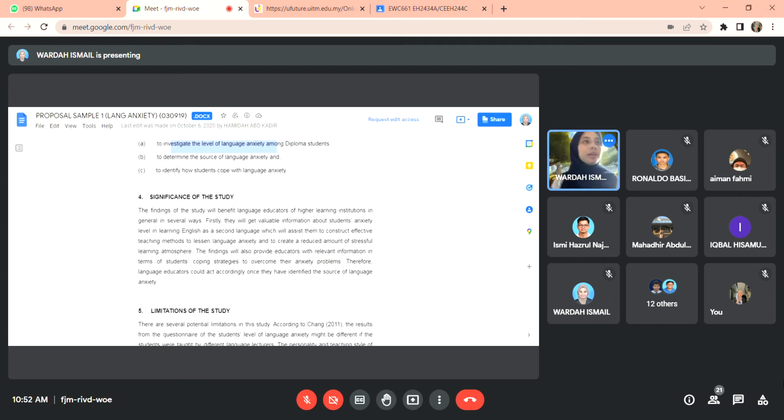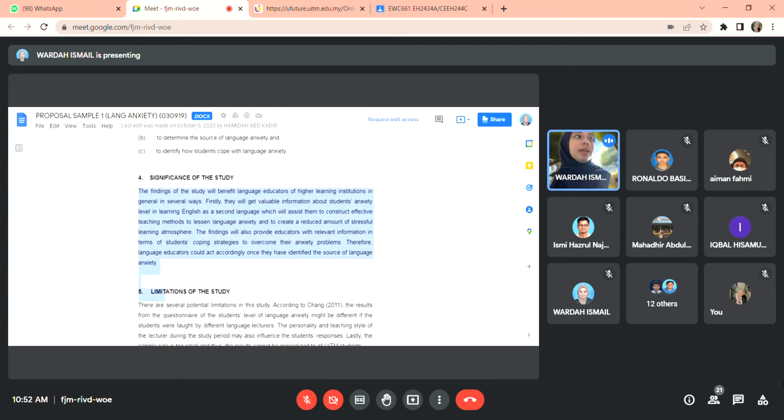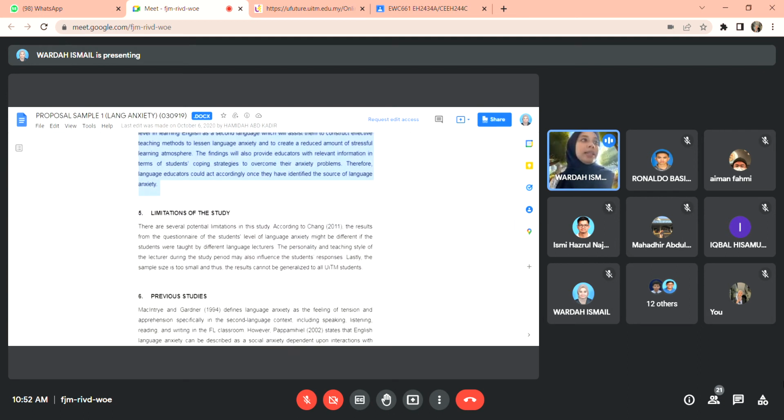Okay. Now, significance of the study, nampak ni pendek je. Apakah benefit dia towards society and towards an individual? That's it. And limitation is also just one short paragraph. Semua just one paragraph, ya, except for background and previous studies. Okay, limitations macam ni. There are several potential limitations in this study.